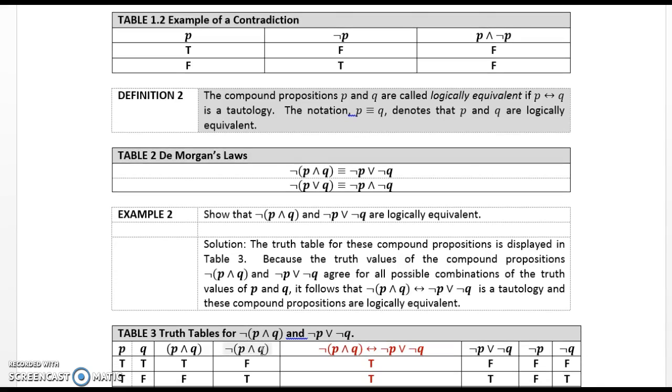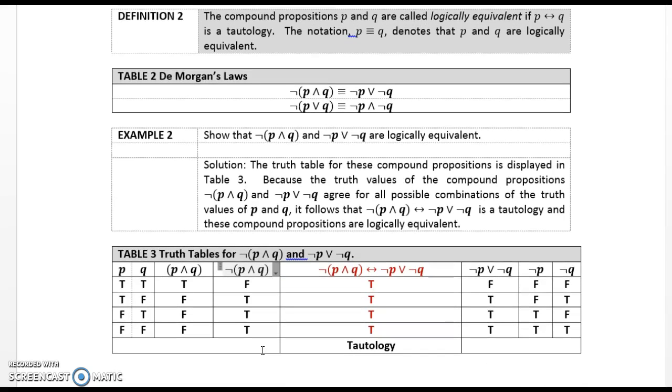Table 1.2 gives an example of a contradiction. The contradiction is P and not P. No matter what the values of P or the values of not P are, the values of the compound proposition P and not P are always false.